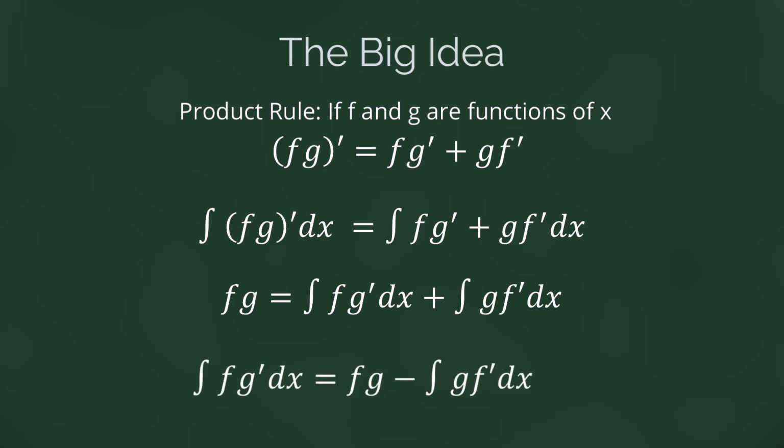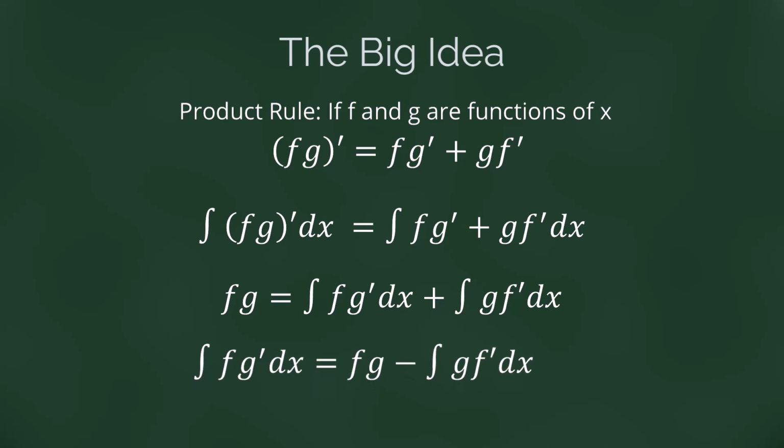Moving some terms around gives us our first look at what the integration by parts formula is. We see that the antiderivative of f times g' dx is equal to f times g minus the antiderivative of g f' dx.